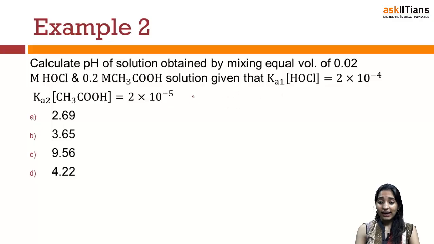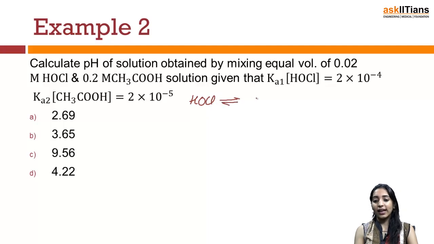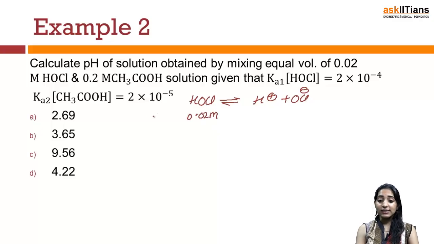So let us say the HOCl will get dissociated. So we can write for HOCl, since it's an acid, H positive plus OCl minus. Now we are given the concentration, let's say the concentration given to us is 0.02 molar, and if at t equal to 0, I say this is 0.02, this is 0, 0.